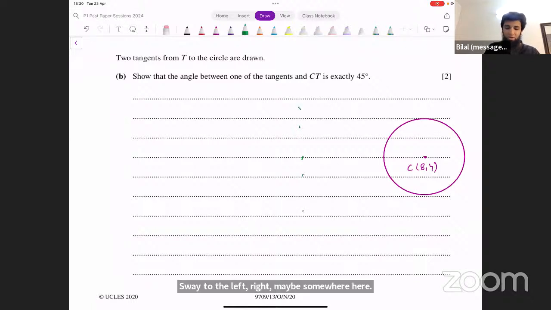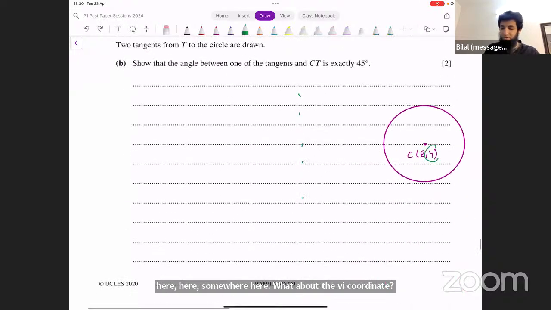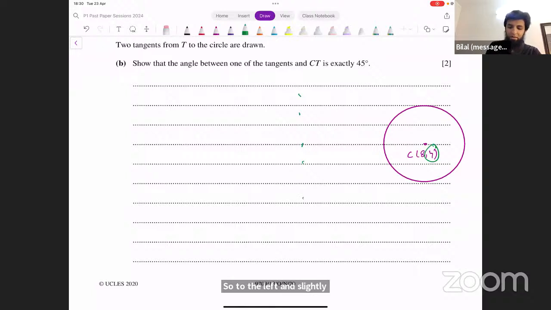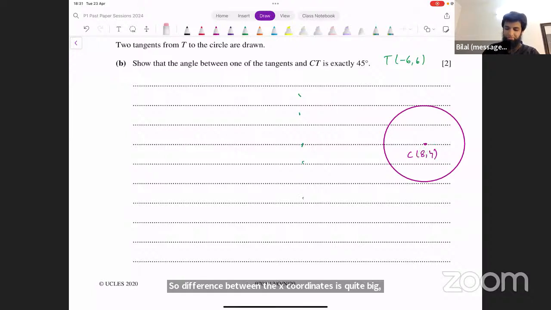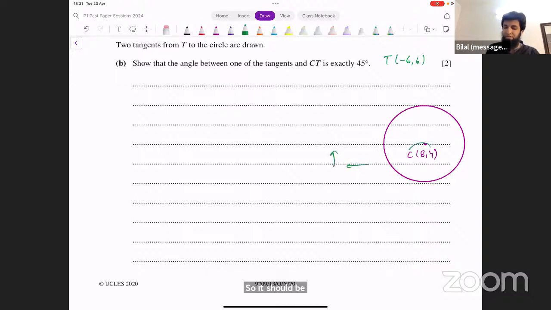What about the Y coordinate? The Y coordinate of T is 6. And the Y coordinate of the center is 4. So it should be above this point. So to the left and slightly above. All right? Because the coordinates of T are -6 and +6. So the difference between the X coordinates is quite big, but the difference between the Y coordinates is not that big. So it should be left and above the center.